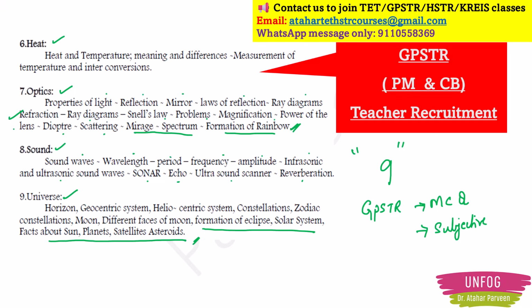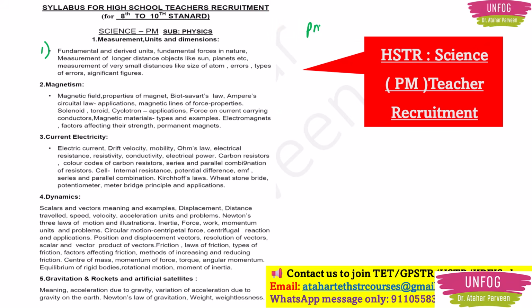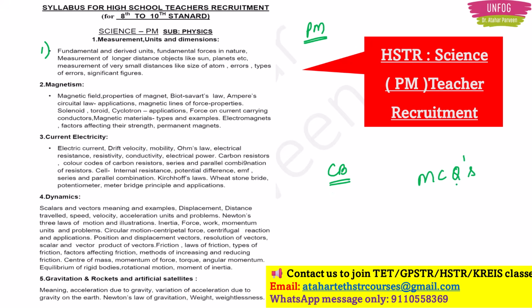Now let's see the physics syllabus of HSTR. In HSTR, you have a different syllabus. For PM method aspirants, you will have only physics and maths in your exam. And for CB method aspirants, you will have only chemistry and biology. And the exam will have only MCQs, no descriptive questions. Of course, no negative marking also. No negative marking in GPSTR also. Clear, right? But you can see the syllabus is much more when you compare to GPSTR.